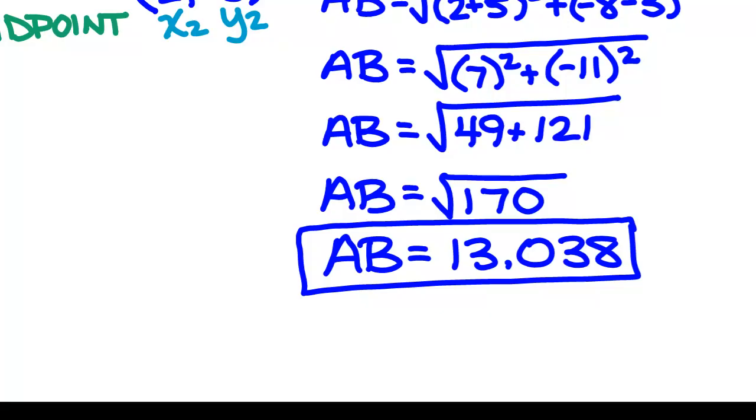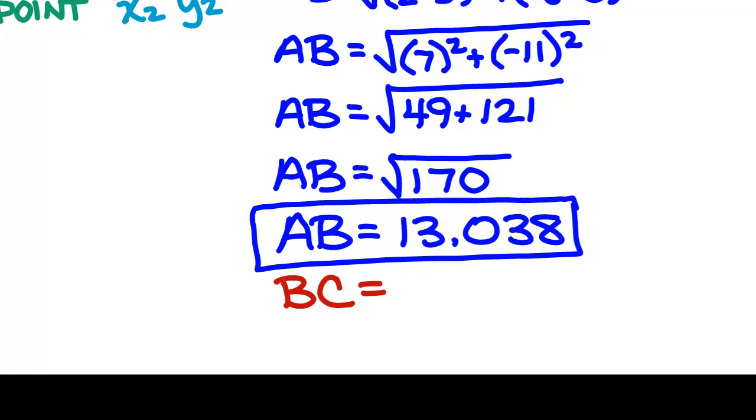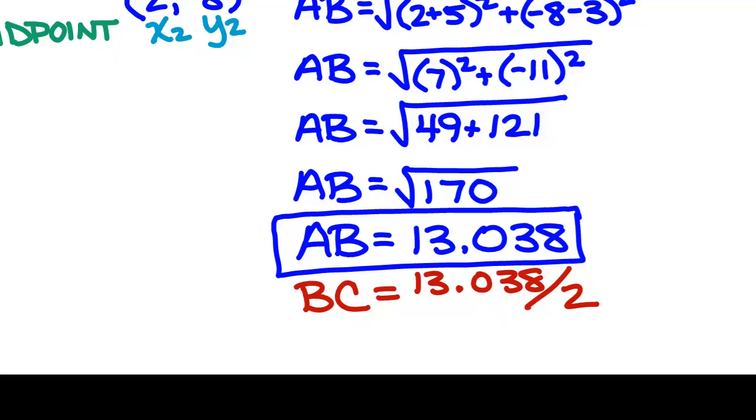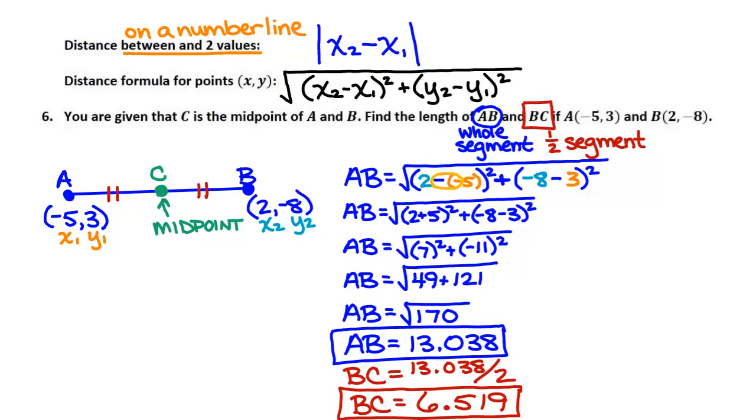And then we still need from B to C. What did we say we were going to do to find BC? Cut it in half. 13.038 divided by 2 gives us what for BC? 6.519. Very nicely done. That is where we are going to stop for today.